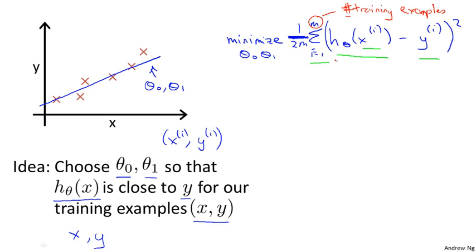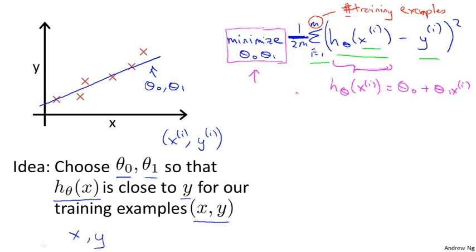this expression in here, h subscript theta of x, is our usual hypothesis, which is equal to theta 0 plus theta 1 x i. And this notation, minimize over theta 0 and theta 1, means find me the values of theta 0 and theta 1 that cause this expression to be minimized. And this expression depends on theta 0 and theta 1.